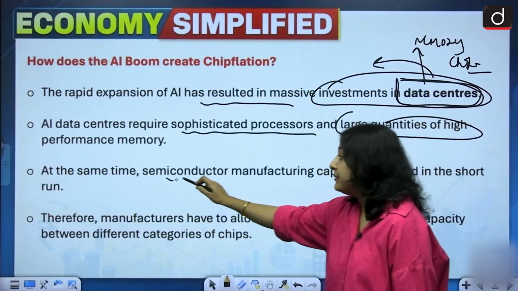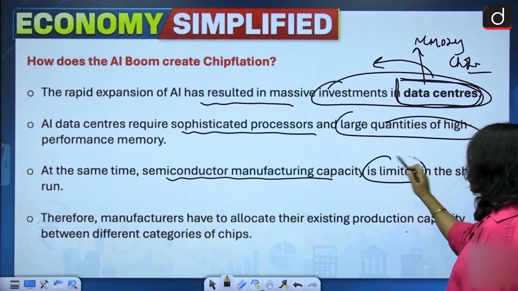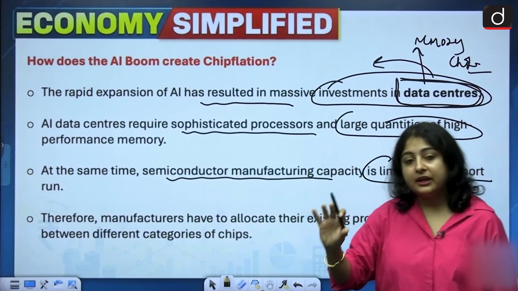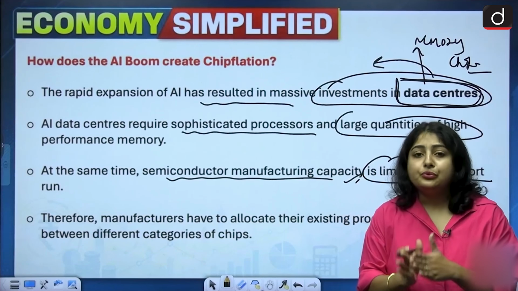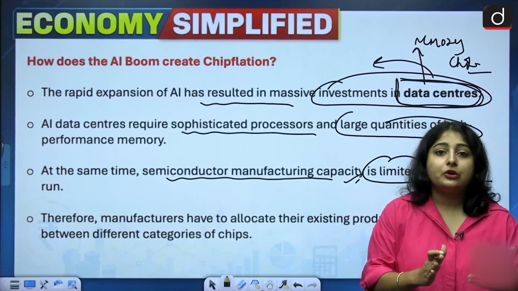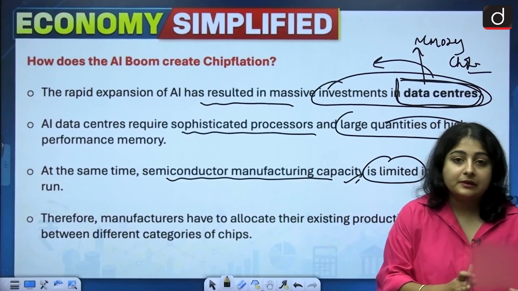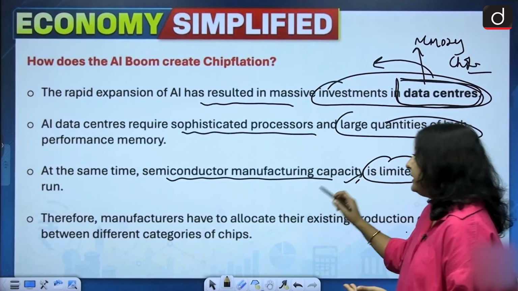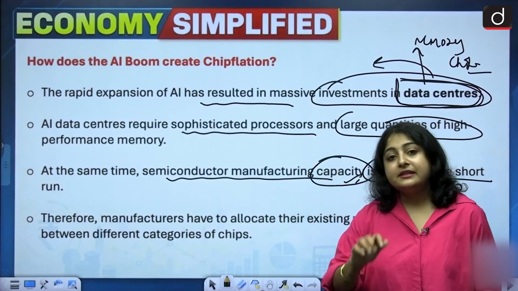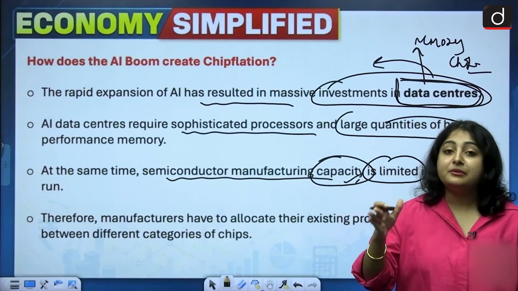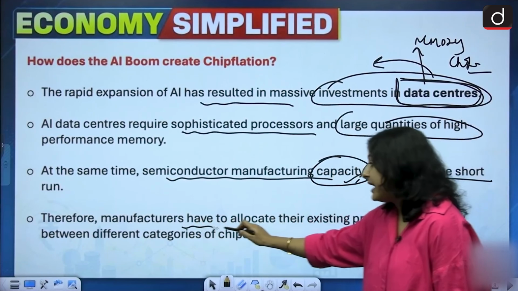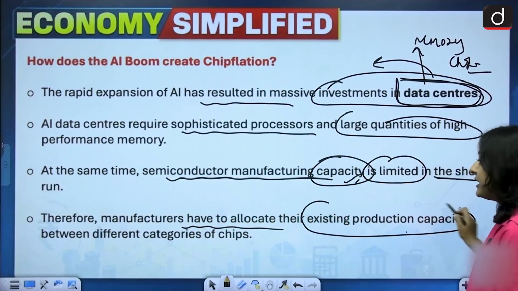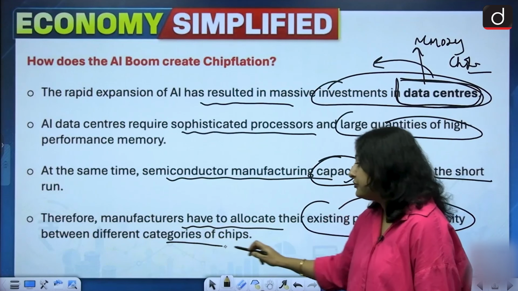At the same time, semiconductor manufacturing capacity is limited in the short run. Okay, our semiconductor manufacturing capacity is very limited. There are only few semiconductor manufacturing companies which are currently at an operational level. So it has a limited capacity. Since the capacity is limited, plus the demand has increased, because of this reason, manufacturers have to allocate their existing production capacity between different category of chips.